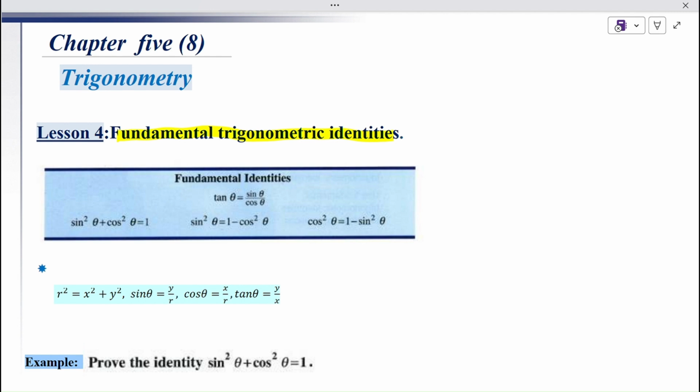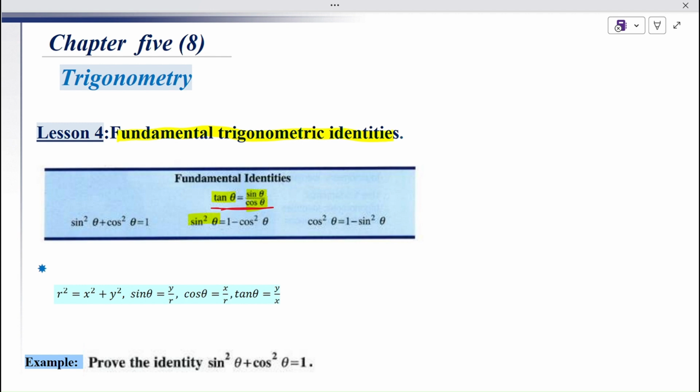Okay, here we have some identities about them. Here we have tan. Tan is equal to sine over cosine. We know this. And guys, just know this. Tan is equal to sine over cosine, and sine squared theta plus cosine squared theta is equal to 1.